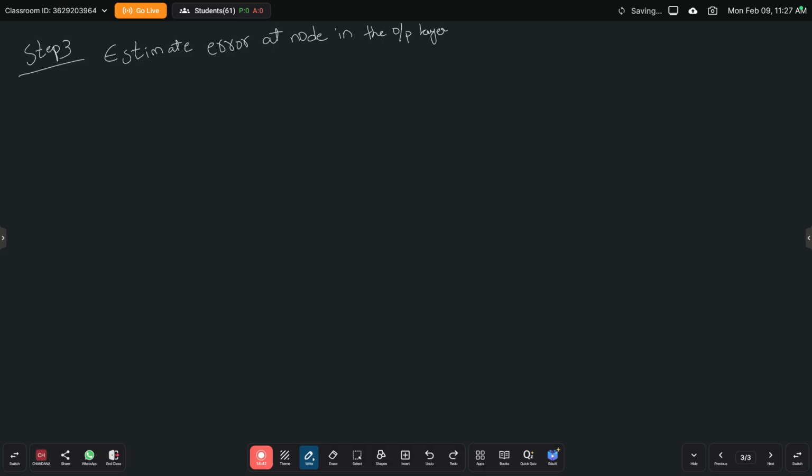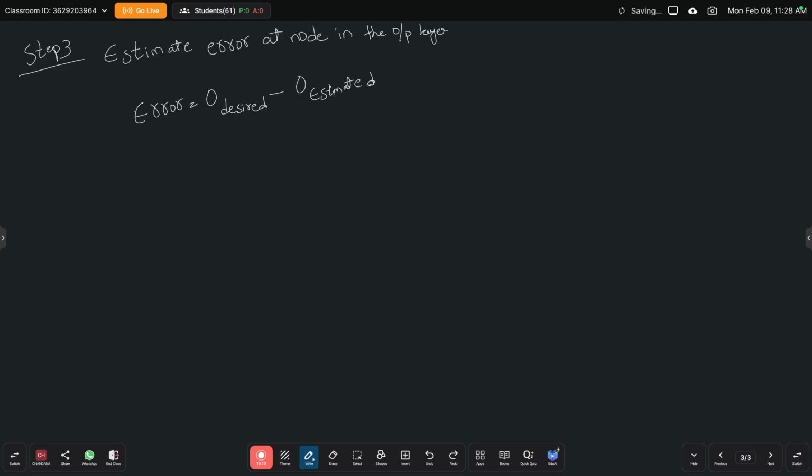The formula for estimating the error is error equal to O desired minus O estimated. O desired will be given in the problem only, in the example problem, and O estimated is our output from the second step. In the second step we are finding the output, that is the O estimated.